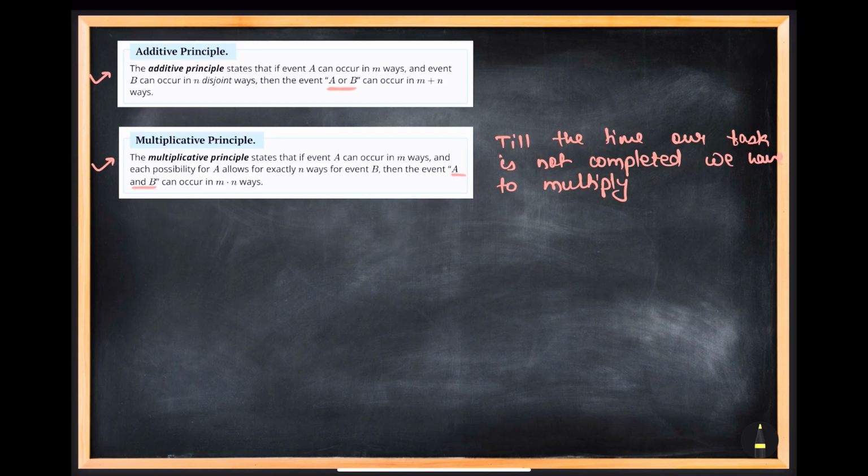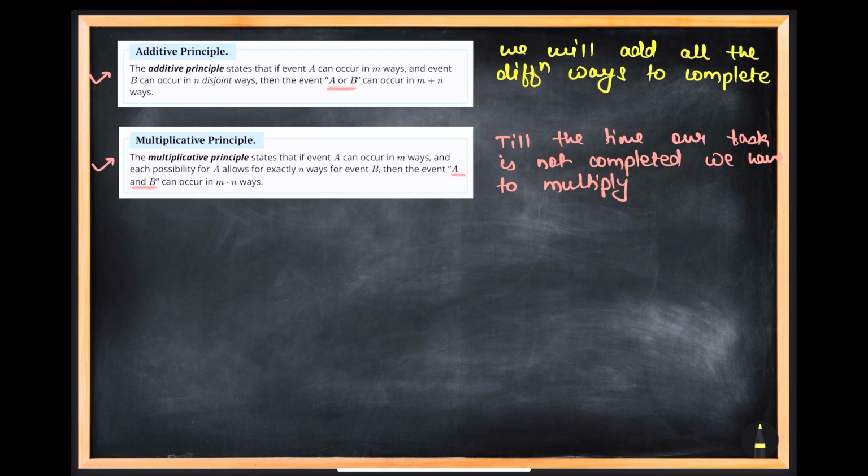Now look at the principle of addition. We will add all the different ways to complete the task. Now these two lines you have to memorize. We have to keep on multiplying till the time our task is not completed. We have to add all the different ways to complete the task.